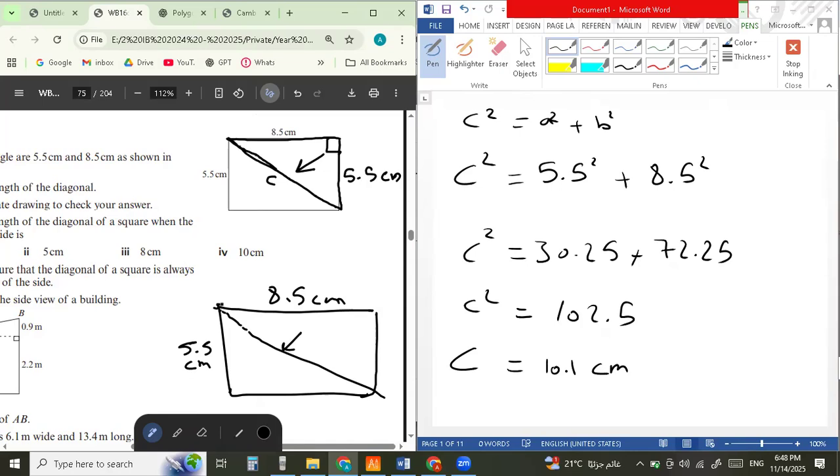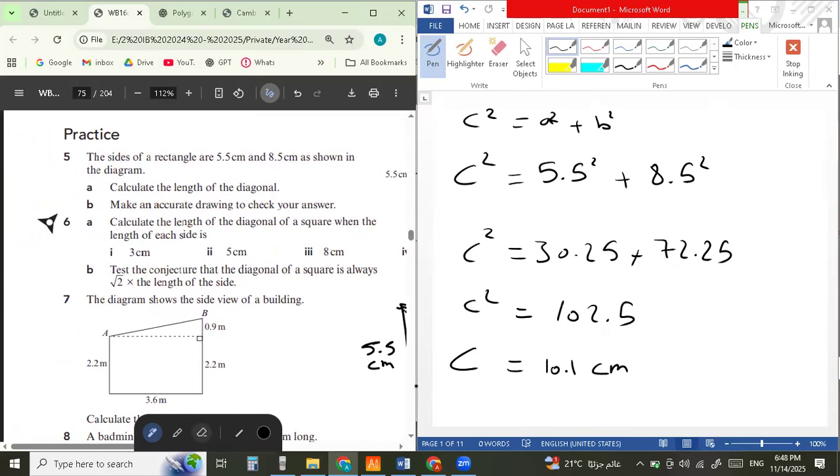You're going to find that it is around 10.1 or 10.2 maximum because it's rounded. You're going to find it if you draw it really accurately. So they just want you to sketch it and test, away from the Pythagoras theorem, with your ruler. Is the diagonal really 10.1 or not? You're going to find that it is 10.1.